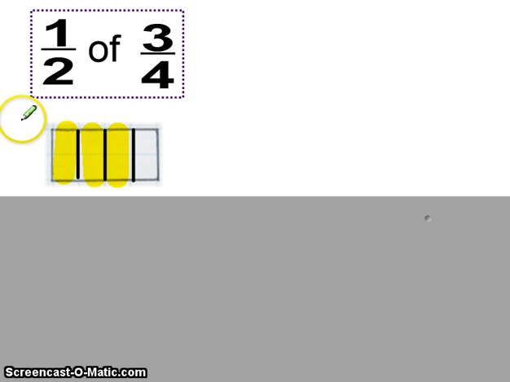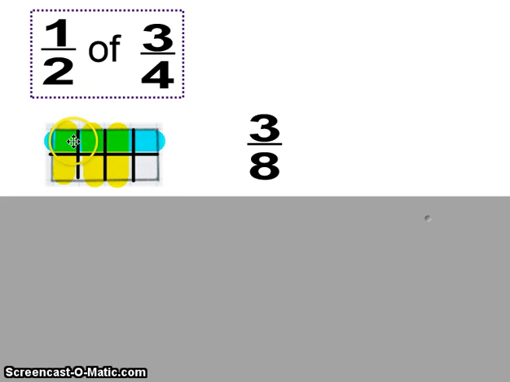Now we need to take half of those pieces. So I'm going to cut the rectangle in half and shade half of it blue. Here we go. We have 1, 2, 3, 4, 5, 6, 7, 8 pieces in all. So that's going to be the denominator to our fraction. And then 1, 2, 3 of them are double shaded. So that's our numerator, 3/8. There are 8 pieces in all, and 3 of them are double shaded. So 1/2 of 3/4 is equal to 3/8.